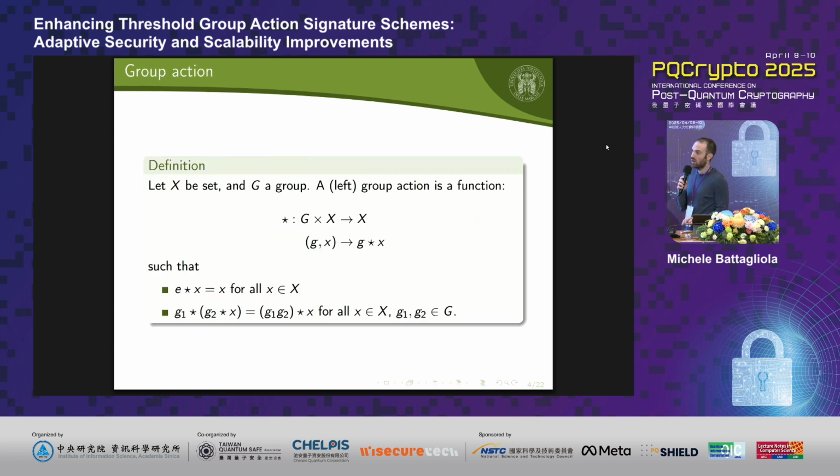So first of all, what is a group action? A group action is simply a function from the product of a group and a set to the set itself. We usually use this notation with the star symbol or a similar symbol. The main property we ask is that the function behaves nicely with the group structure. So the neutral element of the group fixes the set element, and there is a composition that is compatible with the group operation. I will use multiplicative notation, but of course it's the same if you want the additive one.